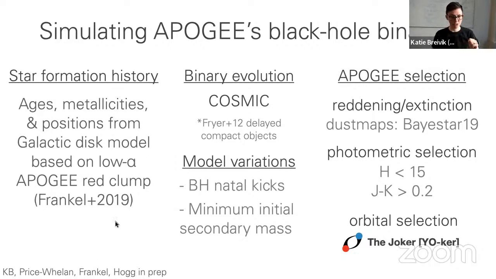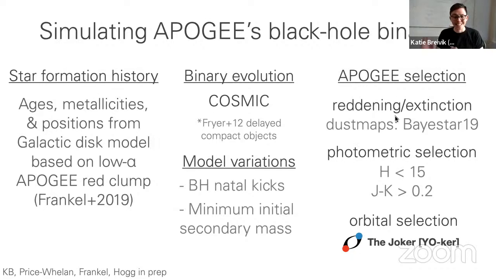So what we've done here is really try to get as close as we can to producing a synthetic APOGEE. That means that we're using a galactic thin disk model that Nej put together based on APOGEE stars. That's going to assign the ages, metallicities, and positions of our zero-age main sequence stars. We evolve forward with COSMIC, and we have a couple of binary evolution model variations, and this is where we're going to try to understand some physics.